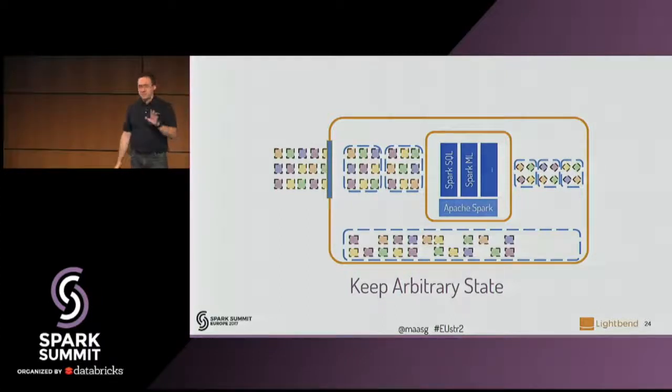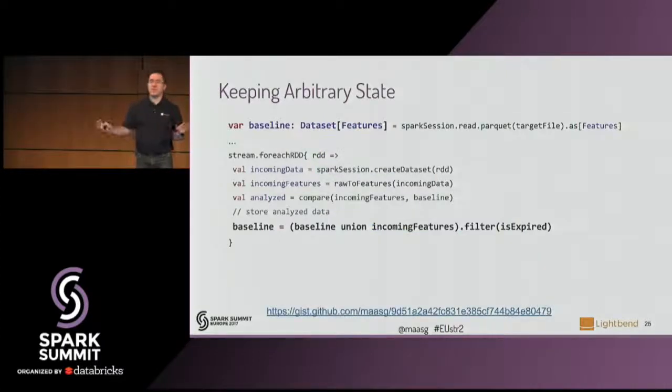Keep arbitrary state. This one seems very simple and is deceivably evil. What we are doing is we define a baseline again. We load this from somewhere, some file. And I want to add the data that I receive. And I want to expire some of that data. This is actually what the stateful models are doing behind the scenes. They are somehow keeping the data that comes in some internal structure and then applying some eviction policies to that.